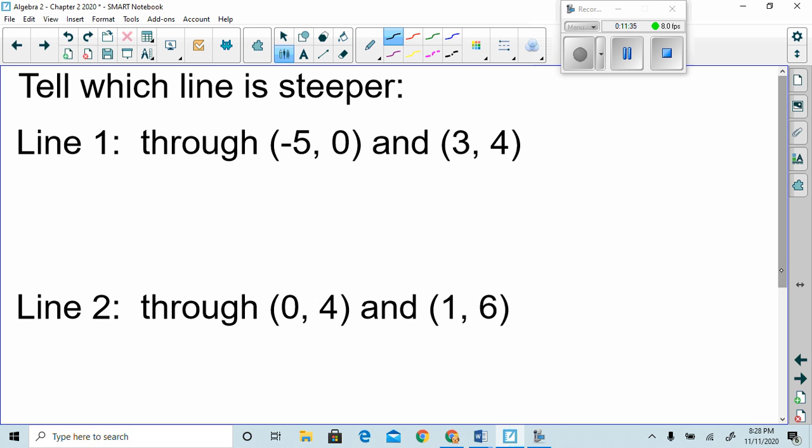Now we could also test which is steeper. That's another thing that we'll do, but I'm going to stop here because the video is getting a little long, and we'll discuss it more in class.